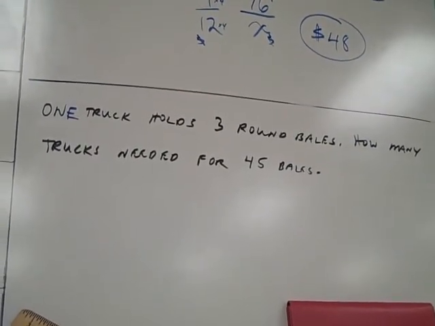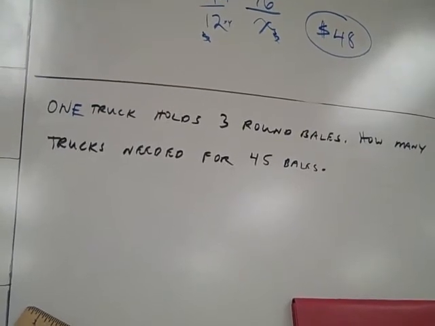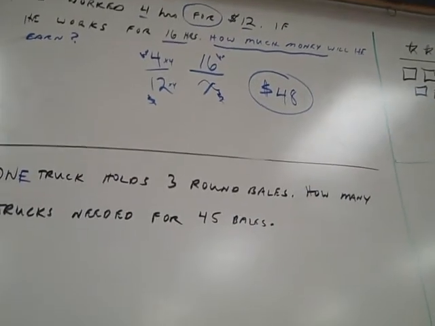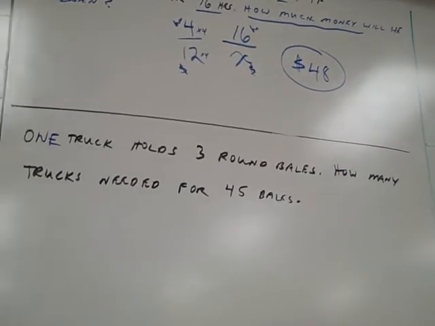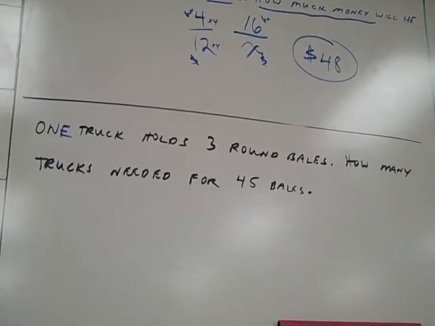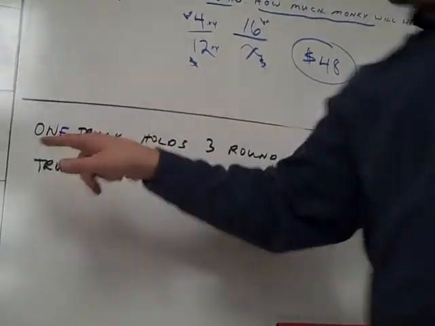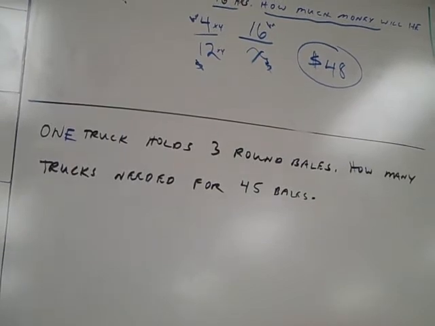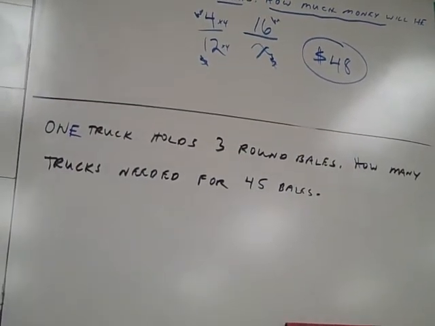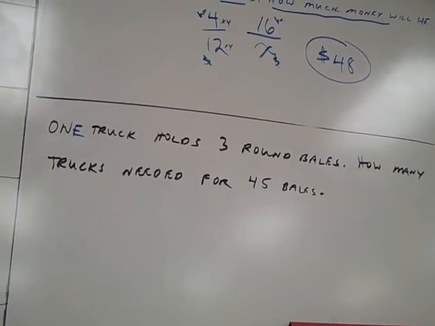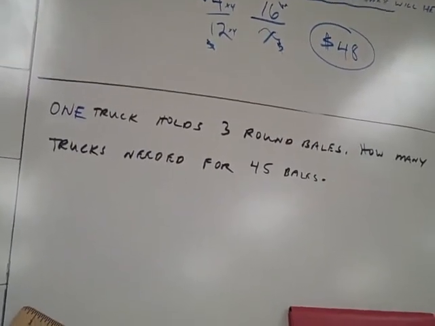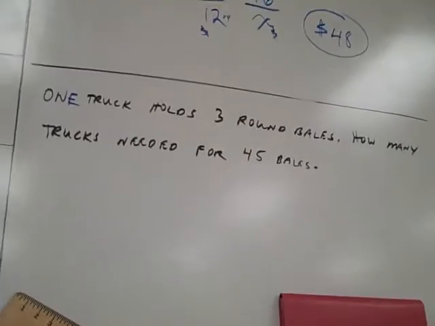Okay, next one. 1 truck holds 3 round bales. How many trucks needed for 45 bales? What are you noticing? Now I see the word 1, and I said today 1 means a unit rate. Does it mean unit rate in this one? No, I don't think so. Let's keep reading. 1 what? Truck. 1 truck is holding what? 3 round bales.